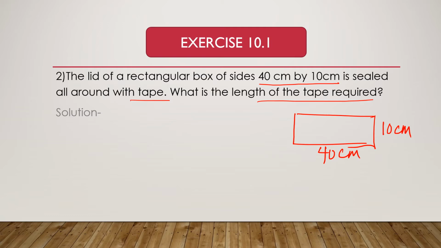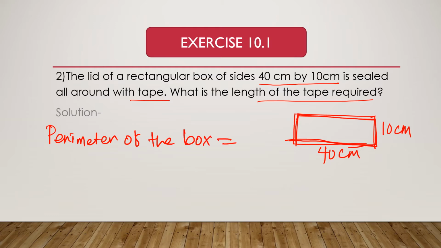All around means this is the perimeter. With a tape, this is sealed with a tape. What is the length of the tape required? So we have to find the length of the tape, that is the perimeter. Perimeter of the rectangular box is the length of the tape.